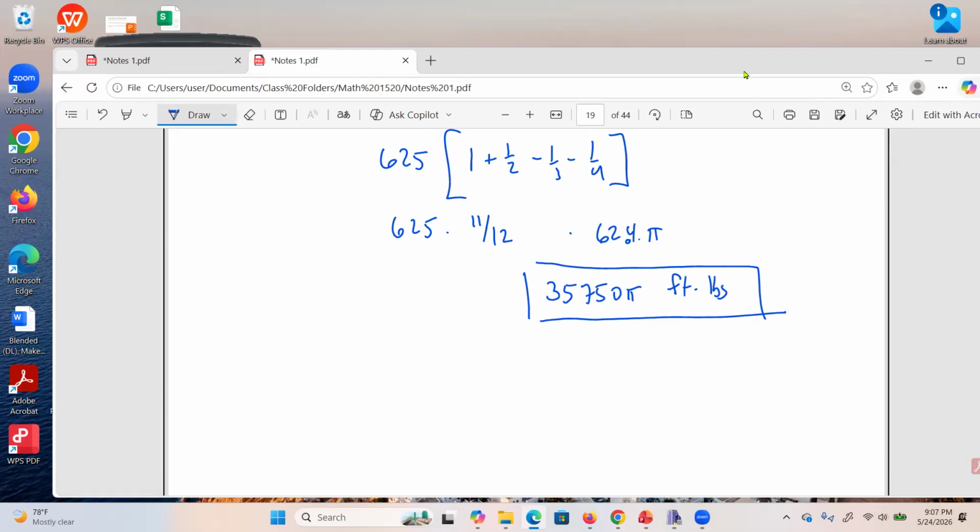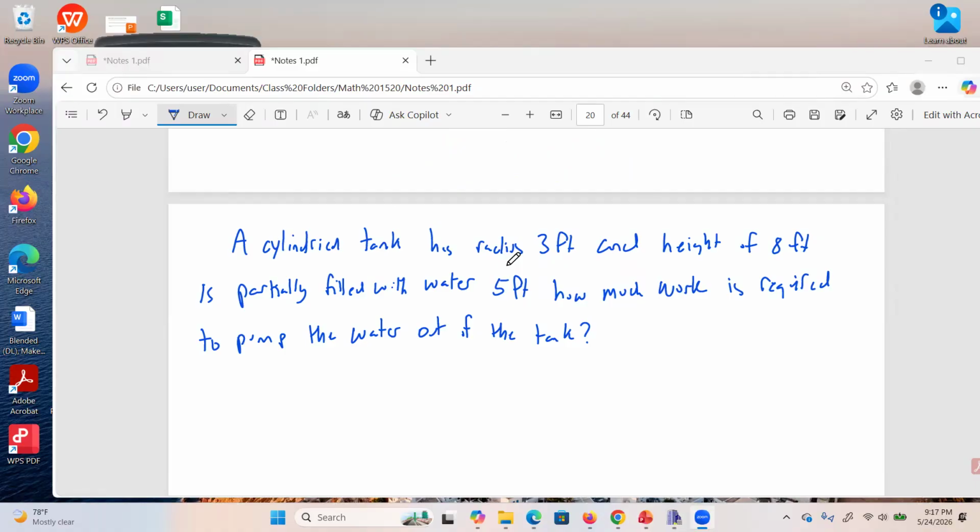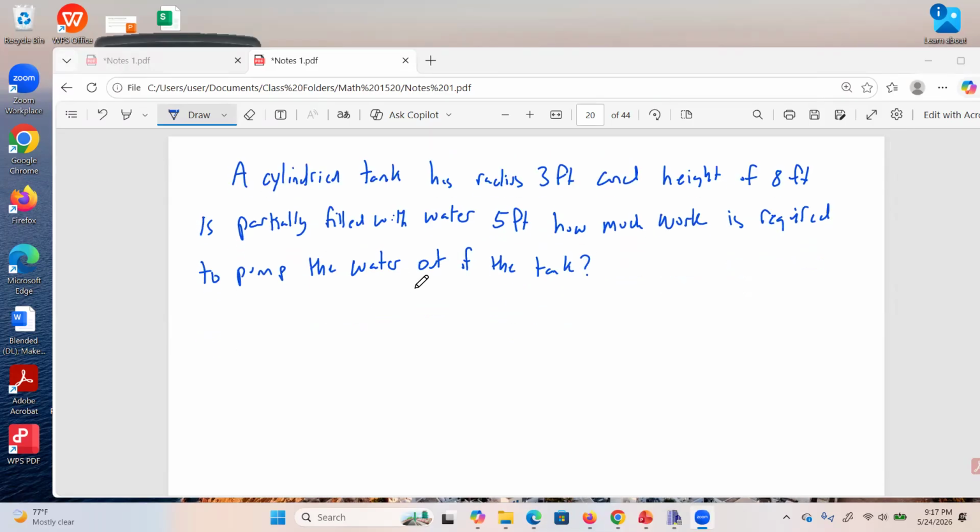Give me a moment. I'm going to go dial up another problem for us. Okay, here's our next problem. So here we have a cylindrical tank that has a radius of 3 feet, a height of 8 feet. It is partially filled with water up to 5 feet. How much work is required to pump the water out of the tank?